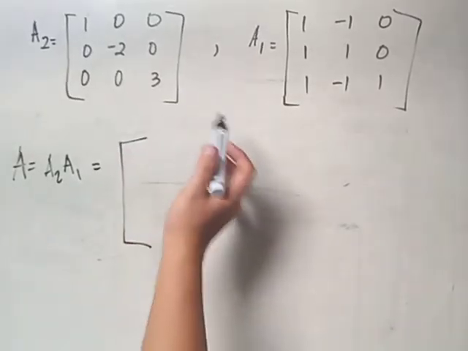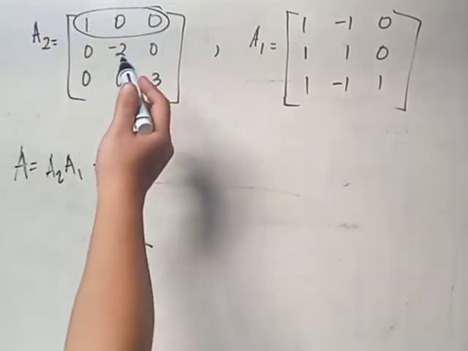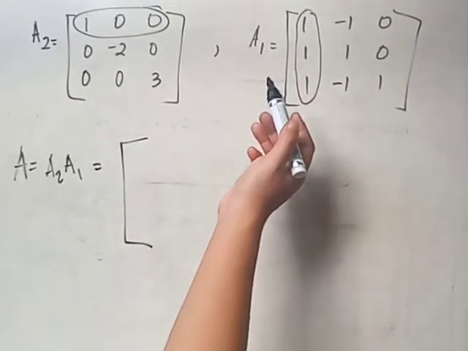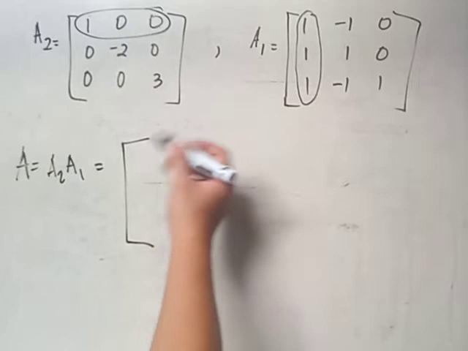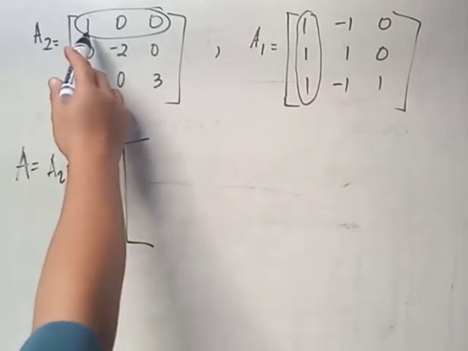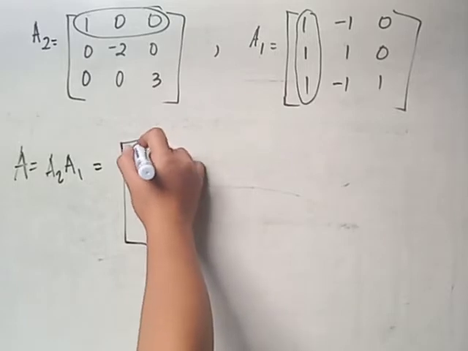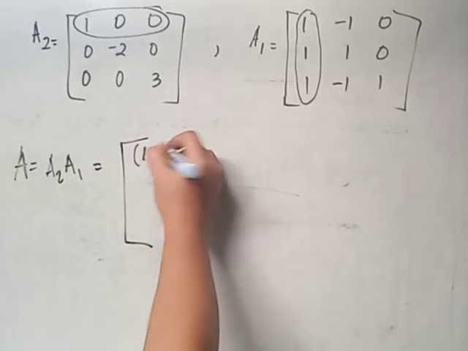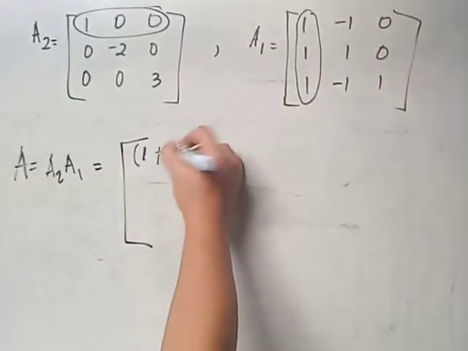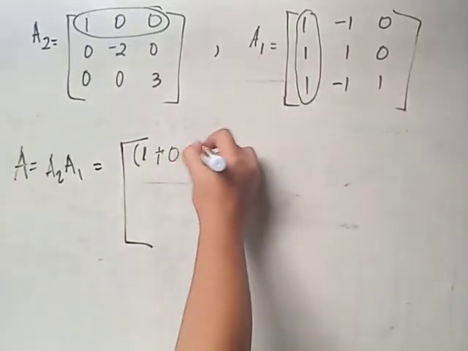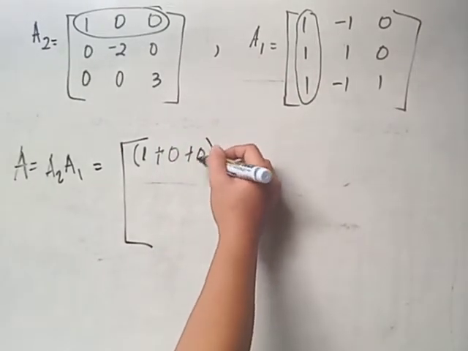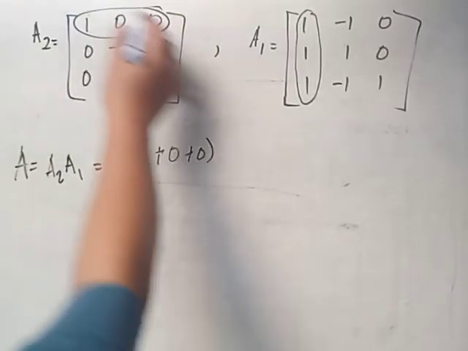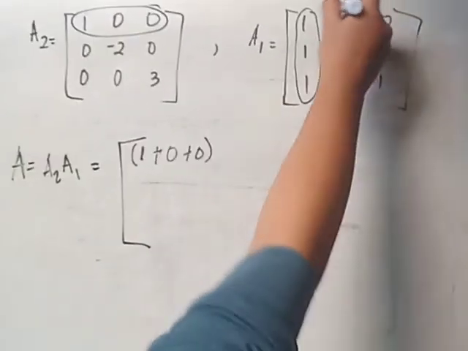So in getting the composition of these two, we're going to multiply the rows of A sub 2 by the columns of A sub 1. And then after that, we will get the sum of the products. Okay, so let's start with 1. Multiply by 1, so that is 1. Let's put parentheses. Plus, we have 0 times 1, so that's 0. 0 times 1 plus 0. So this will be the first element of the matrix A.